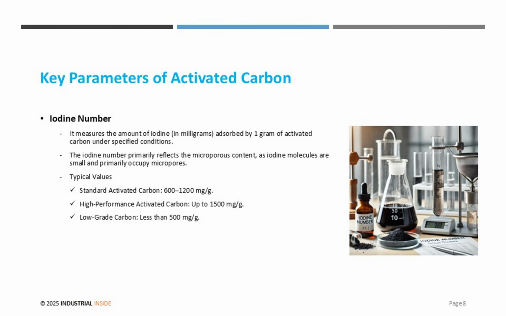The iodine number measures how much iodine 1 gram of activated carbon can adsorb, typically reflecting its micropore content. Standard grades range from 600 to 1,200 milligrams per gram, while high-performance types can exceed 1,500. Values below 500 usually indicate low-grade carbon.